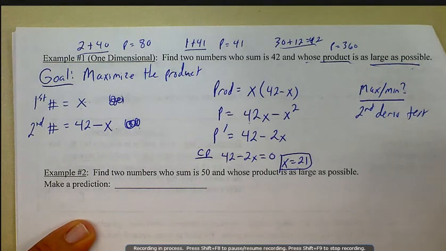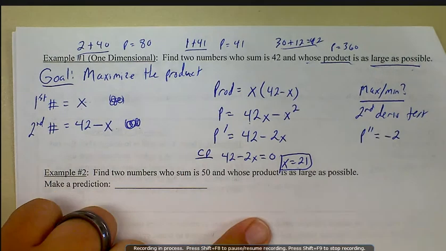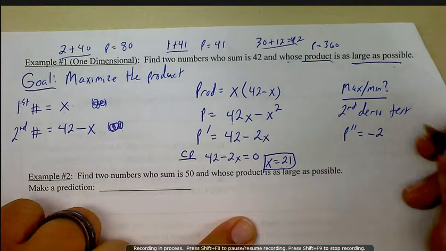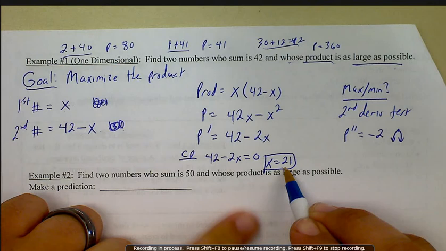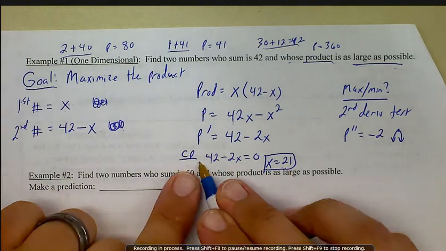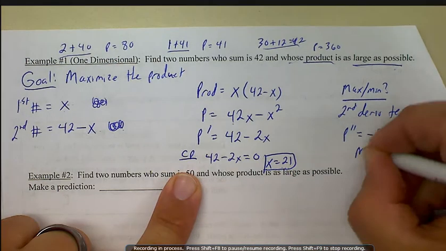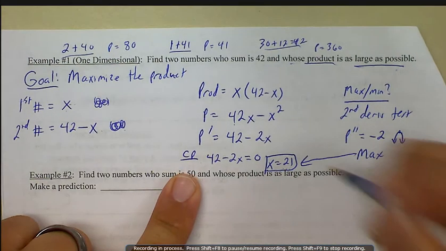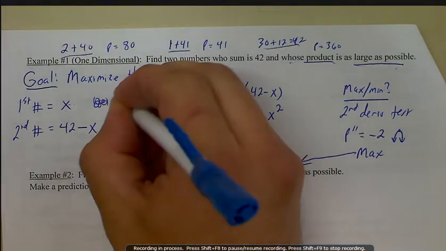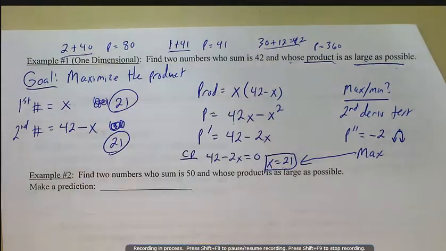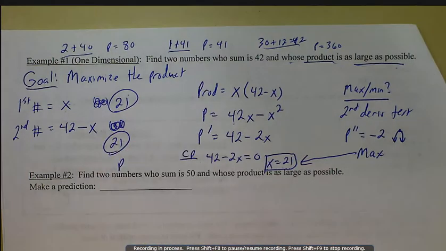So P double prime ends up being negative 2, which means my function is concave down, which means my one and only critical point is going to be a max, because critical points are maxes or mins. This proves that our critical point is a max. Now I substitute this in for x. My two numbers are 21 and 21. They add up to 42, and they give me a product of 441.